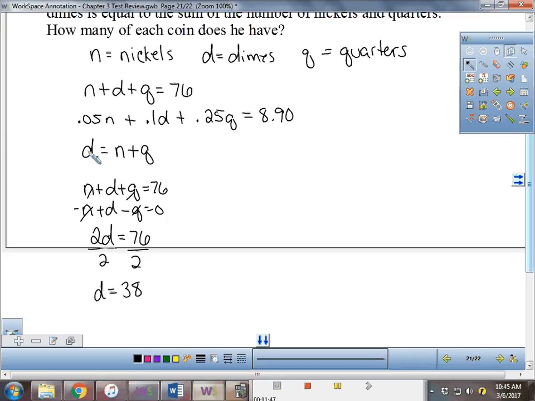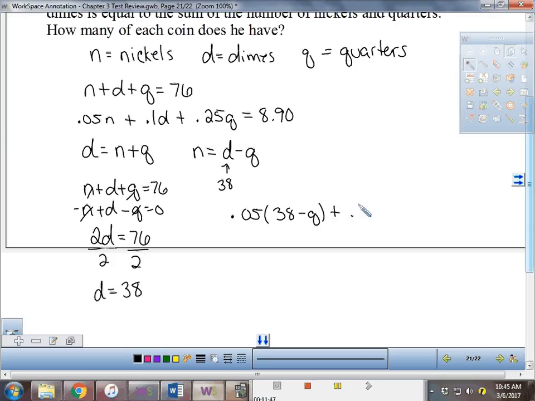I can say, okay, well, let's say I want to plug in for n. Well, if I solve for n, n would be equal to the number of dimes minus the number of quarters. So I can plug that in here by plugging in 38, and then that eliminates all of the dimes. All right? So this is what I mean by that. So I would have 0.05 times 38 minus q plus 0.1 times 38 plus 0.25 q equals 8.9.